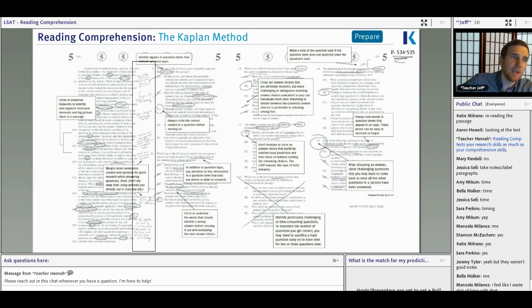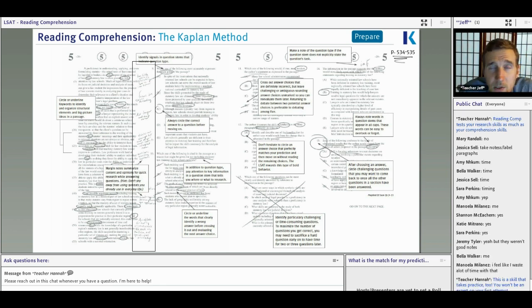Like right here, you're seeing a certain number of circles and a certain amount of note taking, and that's going to change based on the difficulty level of the passage. If the passage is easier, you're probably not going to need as much margin note taking because you just get the passage. If the passage is harder and more complex, you're probably going to need more margin note taking. So you've got to find a sweet spot for each passage.